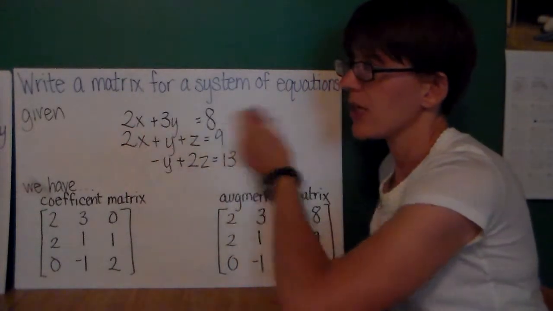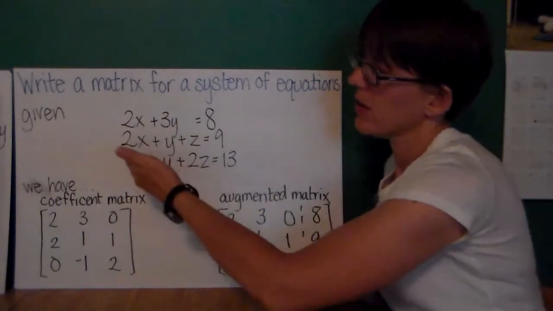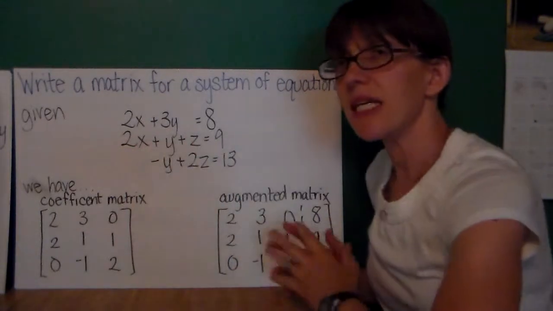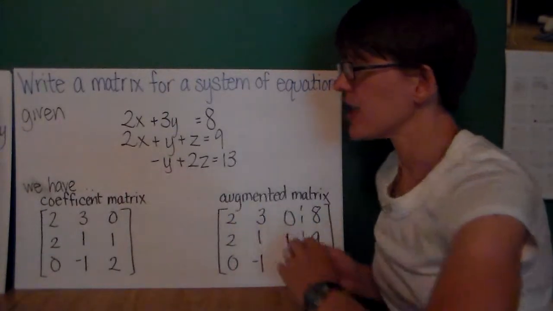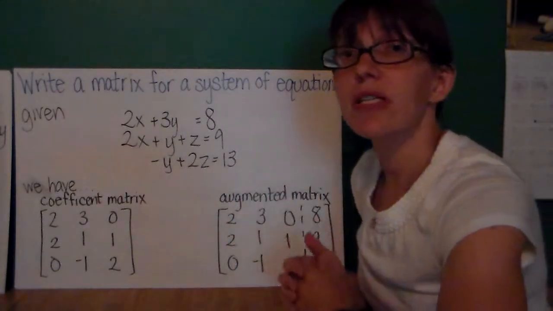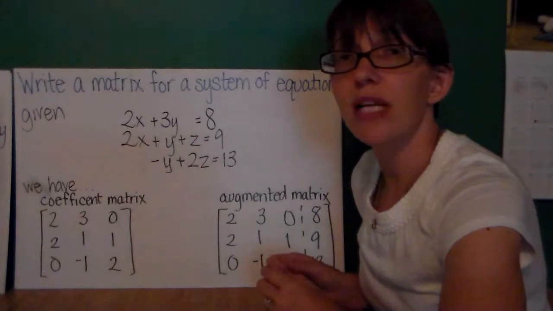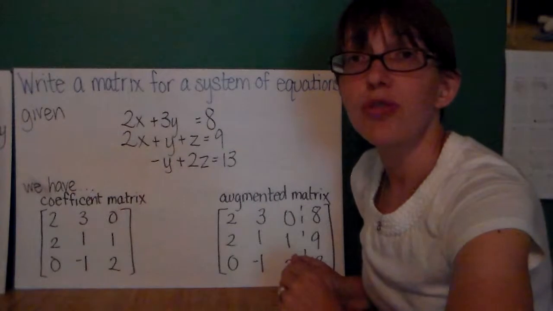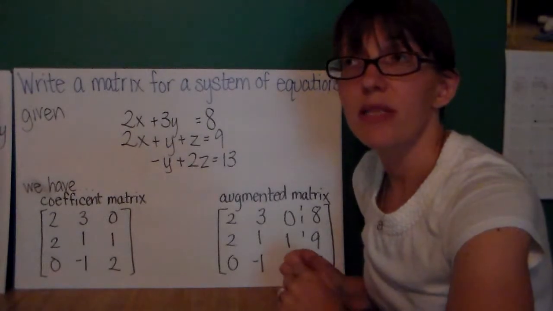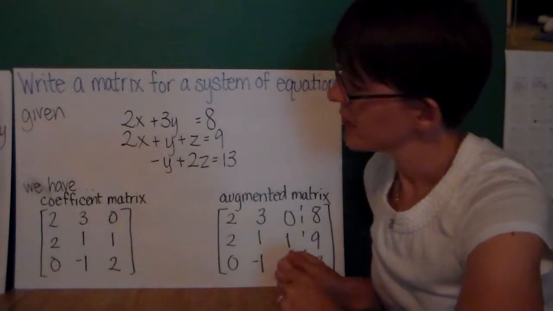2x plus 3y equals 8. 2x plus y plus z equals 9. And negative y plus 2z equals 13. You'll notice that all of my variables are written in alphabetical order, and I strongly recommend that you do that with any system of equations that you have.